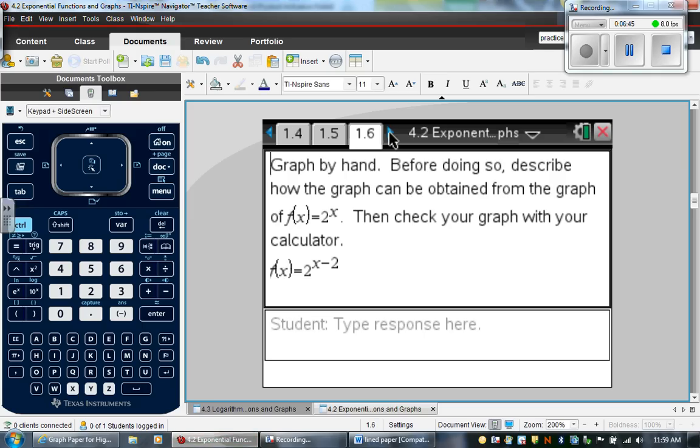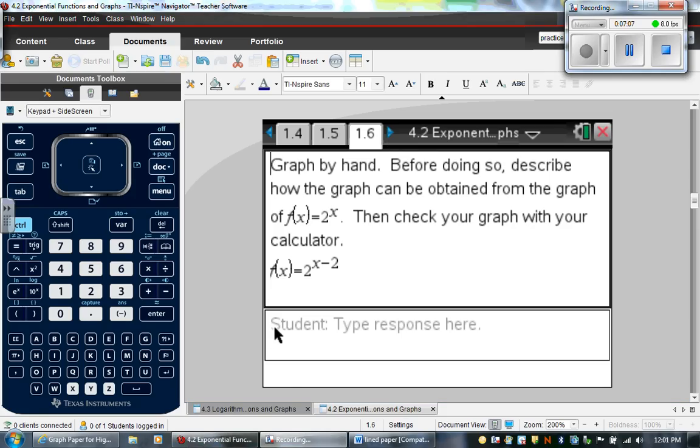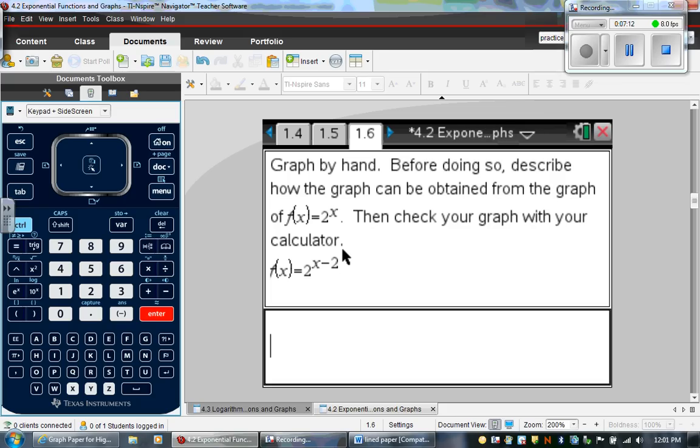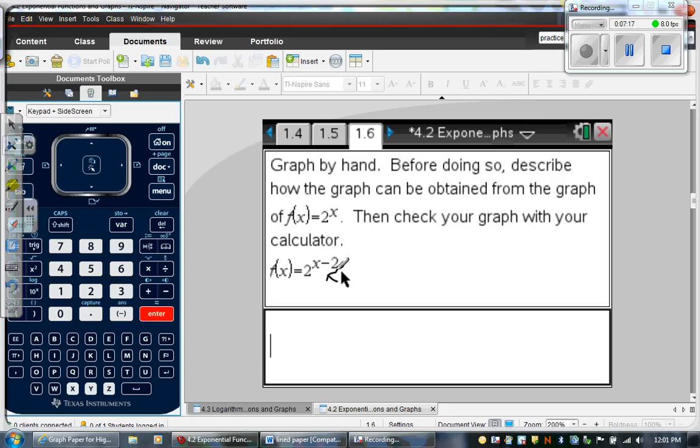Okay, so what we're going to do now is graph the function f of x equals 2 raised to the x minus 2. But before that, we want to talk about how we can obtain that graph from f of x equals 2 raised to the x. And then we're going to check using our graphing calculator. Normally, when we are taking a value directly from or giving directly to the x, what we wind up with is a horizontal translation.